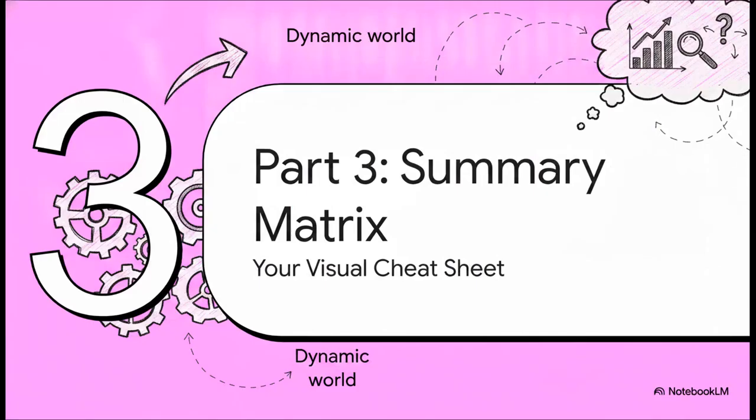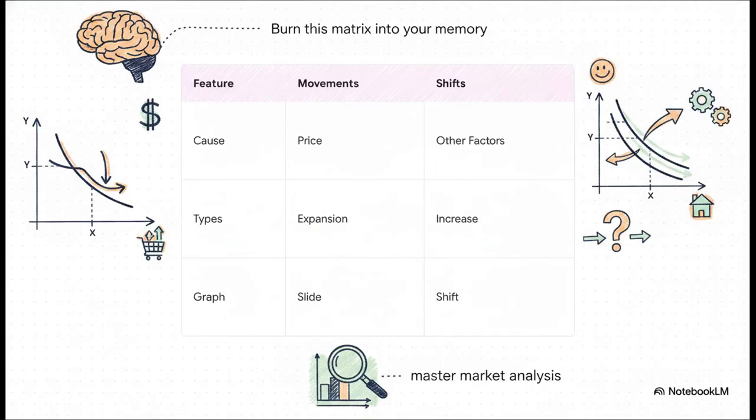Moving on to Part 3, Summary Matrix. This is your visual cheat sheet. Okay, we've covered a lot of ground today, so let's synthesize everything into this final summary matrix to build that complete picture. Look at how neatly this contrasts the two concepts. Over on the left, if the cause is the product's own price, it's a movement, a variation in quantity demanded. That results in an expansion or contraction, and visually, you're just sliding along the existing curve.